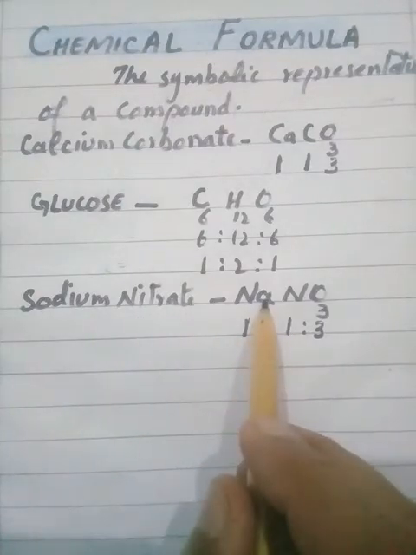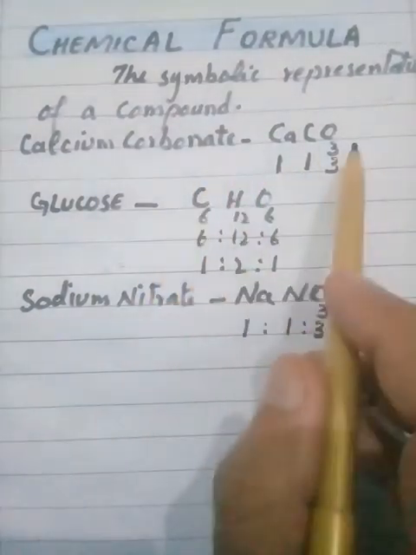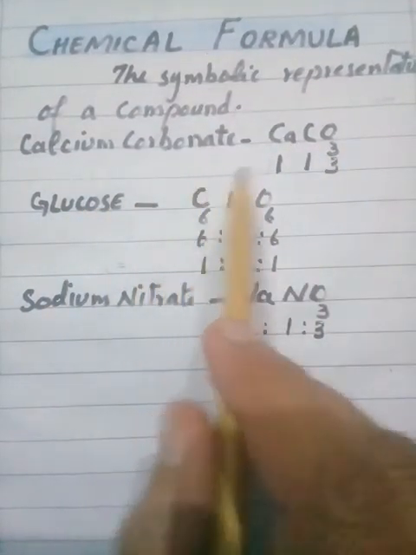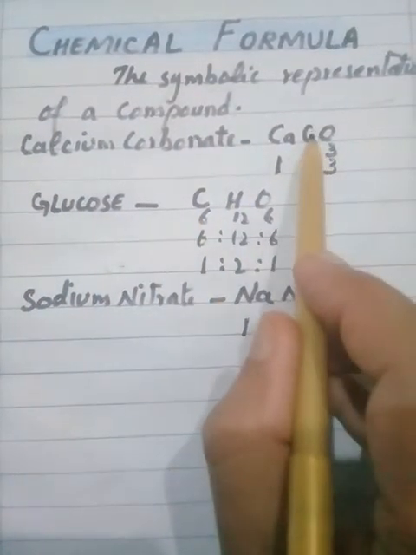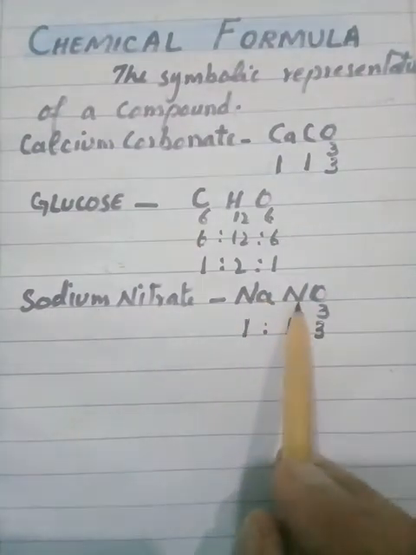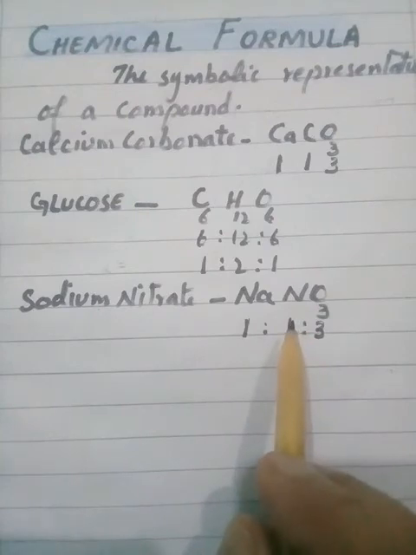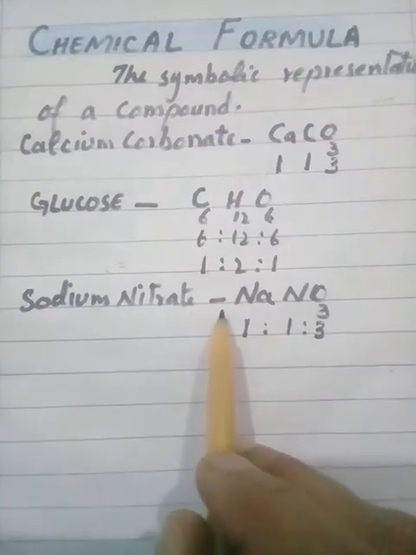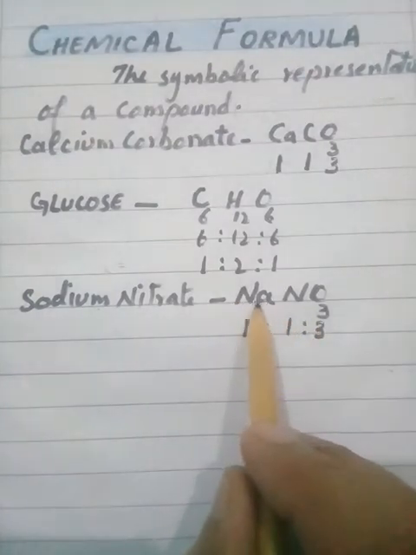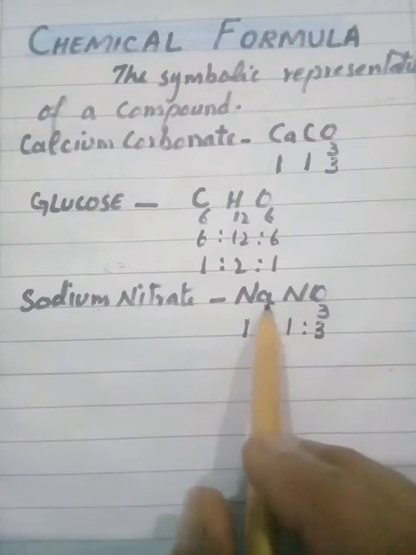The symbolic representation of sodium nitrate is NaNO3. Now, what is a chemical formula? Chemical formula is the symbolic representation of a chemical compound. That is the symbolic representation of a chemical compound. The symbolic representation of glucose, of calcium carbonate and of sodium nitrate. The symbolic representation of a chemical compound is called chemical formula. Another definition: it is an abbreviation, that is abbreviation used for the full name of a compound with the help of symbols.